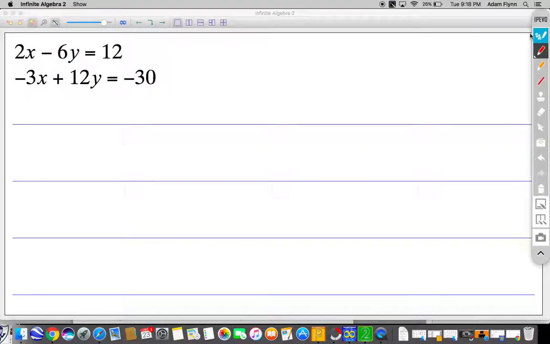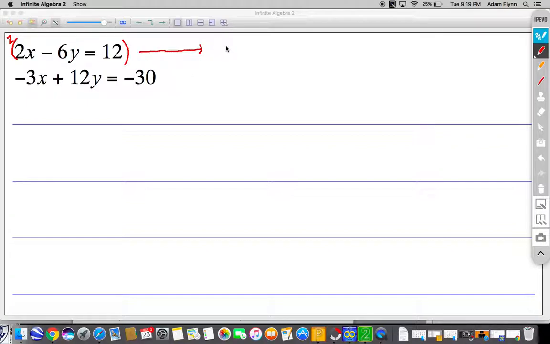Next one, we have 2x minus 6y equals 12, and negative 3x plus 12y equals negative 30. So we have to pick a variable to eliminate. So if I take a look at my x's, I know I'm going to have to multiply both equations. Okay, nothing I can multiply this 2 by to get a negative 3, or nothing that's pretty. So how about we try to eliminate y? So I've got 12y down bottom, I've got negative 6y up top. If this y had a coefficient of negative 12, I would be able to eliminate. So to get that coefficient to be a negative 12, I'll multiply my top equation by 2.